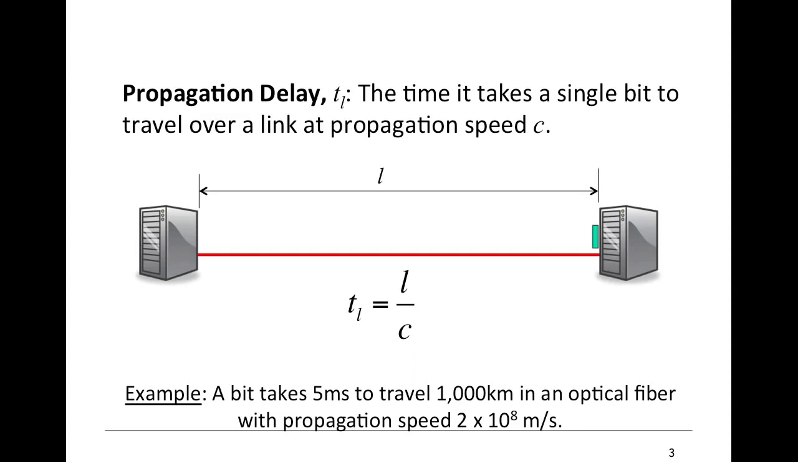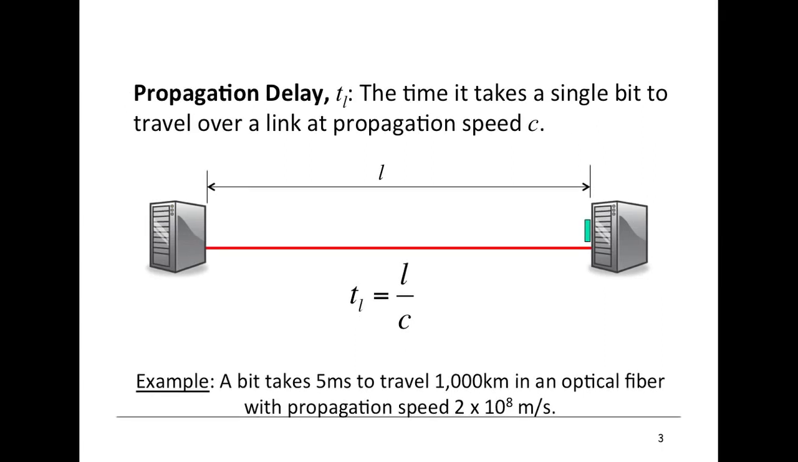For example, if we were considering how long it would take a bit to travel 1,000 kilometers, or a million meters, in an optical fiber, where the propagation speed was 2 times 10 to the 8 meters per second, well, T sub L is 1,000 times 10 to the 3 divided by 2 times 10 to the 8, or 5 milliseconds. In a little bit, we're going to look at some examples, and you're going to do some examples in the multiple choice exercises embedded in the video. Notice that the propagation delay doesn't depend on the data rate of the link. It doesn't matter if the link is running at 1 kilobit per second or at 10 gigabits per second. The propagation delay is just a function of the speed of propagation of each bit and the length of the cable.